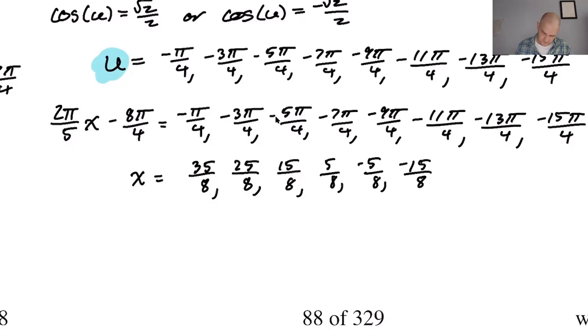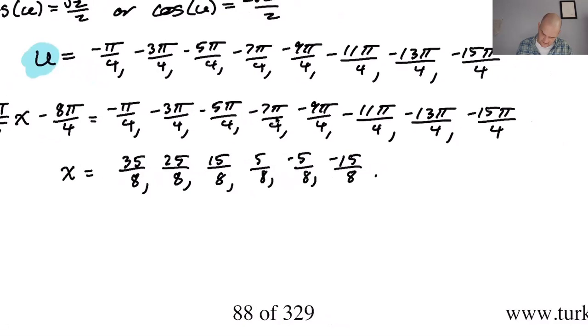I feel like one of these might be wrong. Let me see here. I added 8 to get 1 times 5 is 5. I added 8 to get negative 1 times 5. Added 8 to get 3, negative 3. Okay, so maybe not. Add 8, and then add 8 is negative 7, negative 35 over 8. And one of these is definitely wrong. I think it's this one. Add 8, you get negative 5. Multiply by 5, you get negative 25.